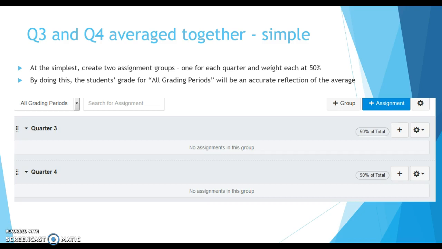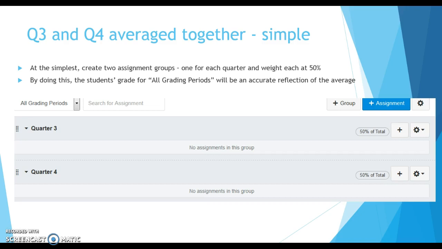As you can see on the screen here, I've created 2 assignment groups and I've weighted each at 50%. And so then the way the semester grade will be calculated is running total of points in quarter 3 comes up with that final percentage. Running total of points in quarter 4 comes up with that final percentage. Then those 2 percentages are averaged together.